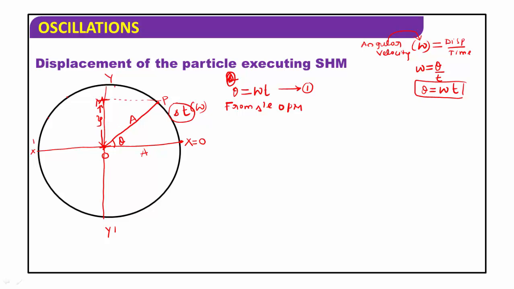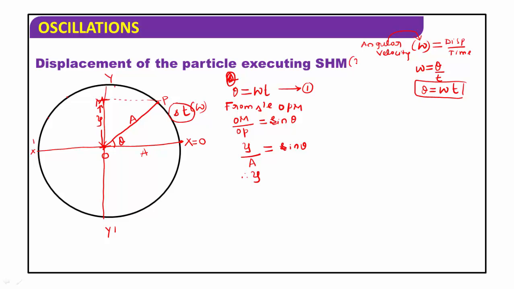The angle: OM divided by OP, opposite divided by hypotenuse. Therefore OM divided by OP is equal to opposite divided by hypotenuse, which is sin theta. OM, that is the displacement of the particle, divided by OP, that is the radius: y divided by A is equal to sin theta. So y divided by A is equal to sin theta.